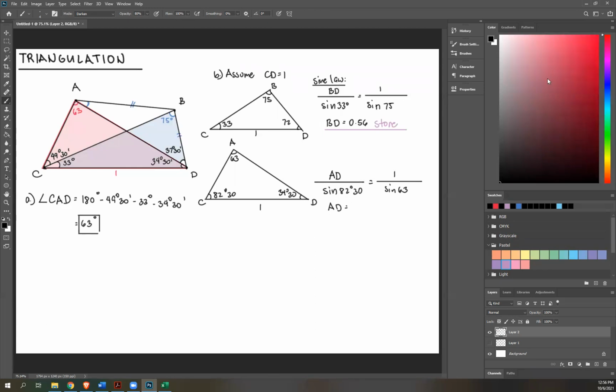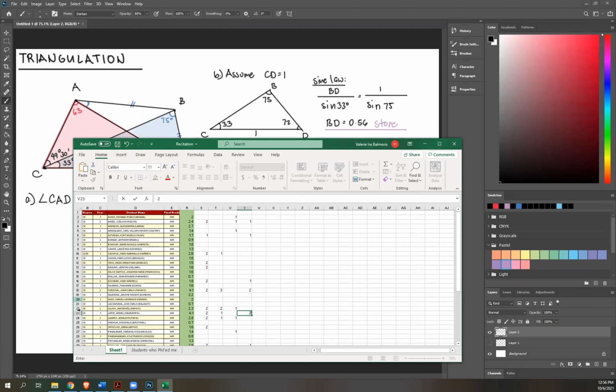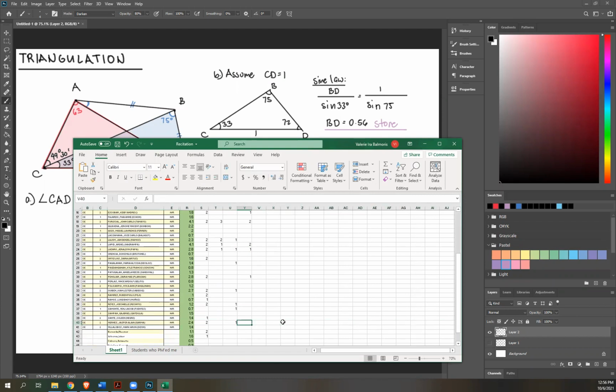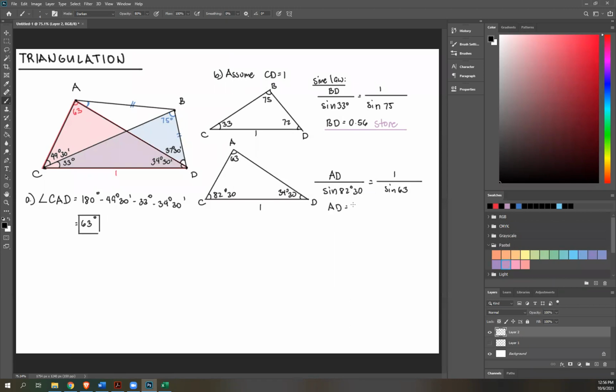So it's 1.11. Once again, store that because we're going to use that later. Now I got this side, I got this side, I'll use cosine law. And remember, cosine law is just side squared. So AB squared equals the other side, BD squared plus AD squared minus twice BD AD cosine this one, 37 30.